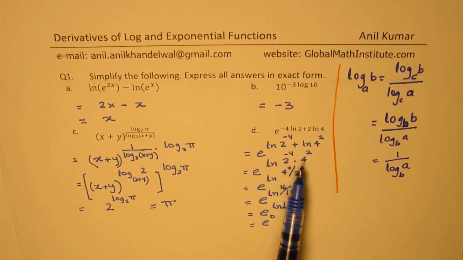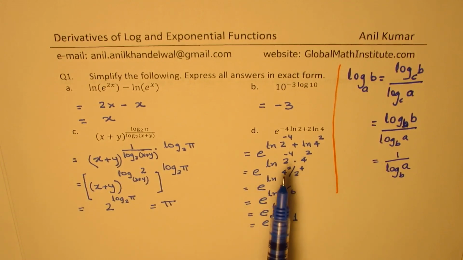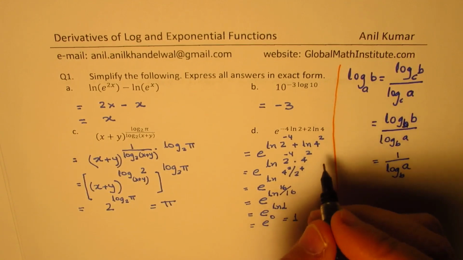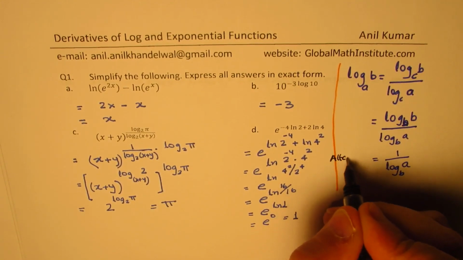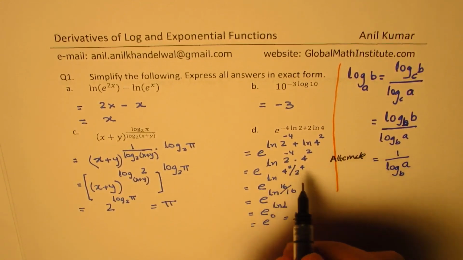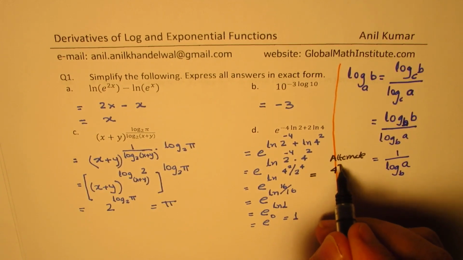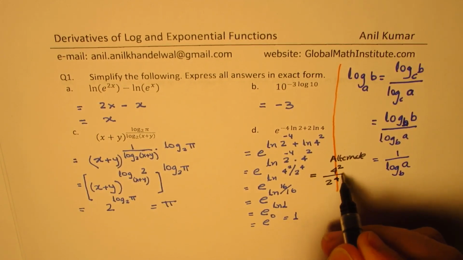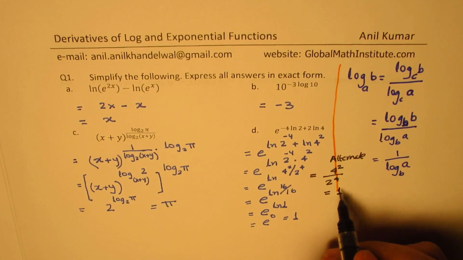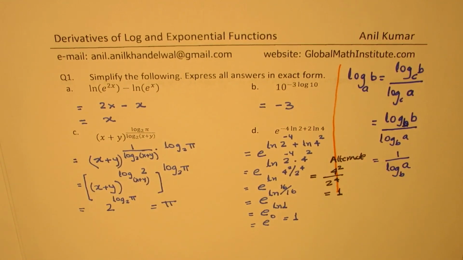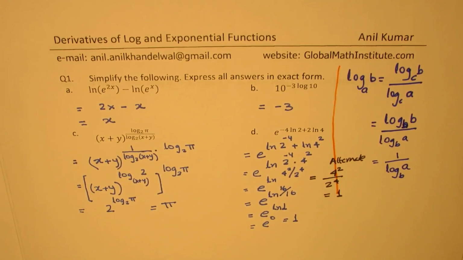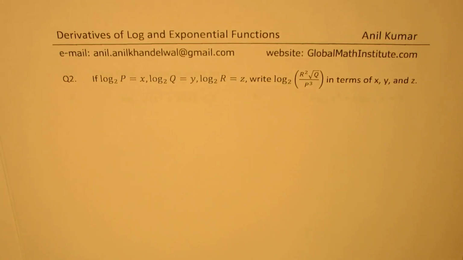Or at this stage, you could have written directly, let me rewrite, alternate. So at this stage, from here itself, we could have written this as 4 squared divided by 2 to the power of 4, which is equal to 1, right? So we could have got the answer like that also. So I hope that makes sense. Let's move on and take question number 2 now.